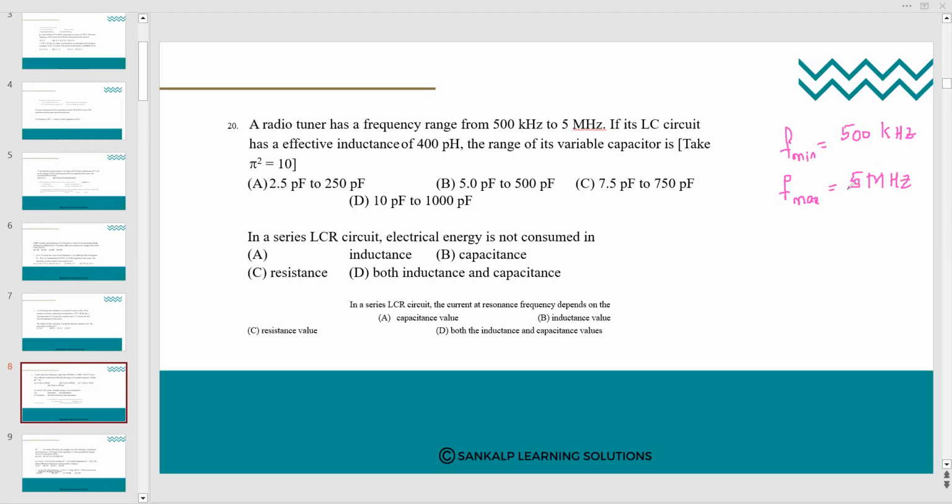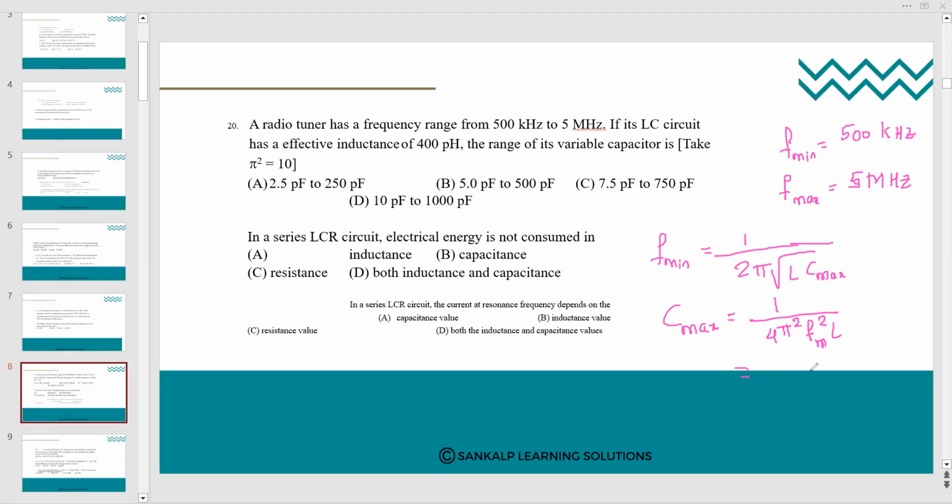Okay, so corresponding to F minimum, F minimum is equal to 1 upon 2 pi under root of L C maximum, because when the frequency is minimum the capacitance is maximum, as they are inversely proportional to each other. Therefore C max is equal to 1 divided by 4 pi square F minimum square into L, since we have to square the full equation.